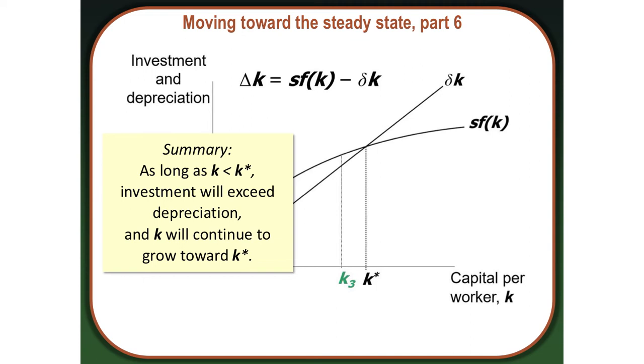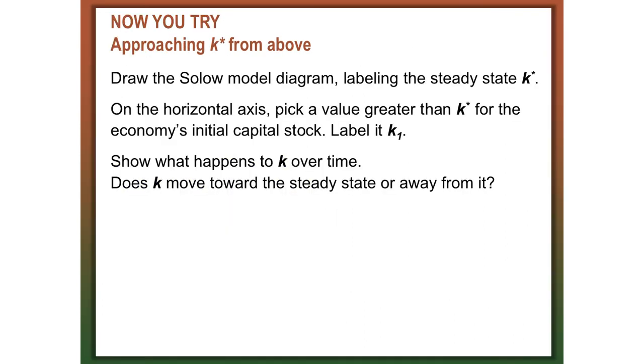So this shows us what's going to happen. We just looked at what happens when K is less than K star. Now we'll draw out what happens when K is greater than K star. So we're going to work through this problem now, as I just mentioned. We're going to draw the Solow model diagram, label the initial steady state K star, then see what happens when we start at a value greater than the steady state level. We're going to call that K1. I've already told you what's going to happen, and now we're going to visualize it in this diagram.